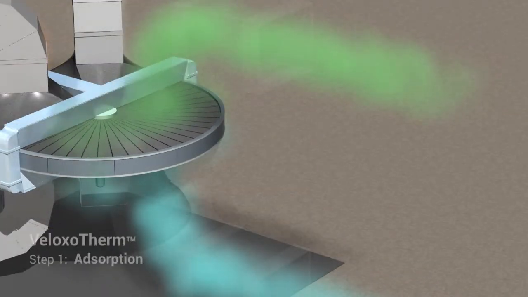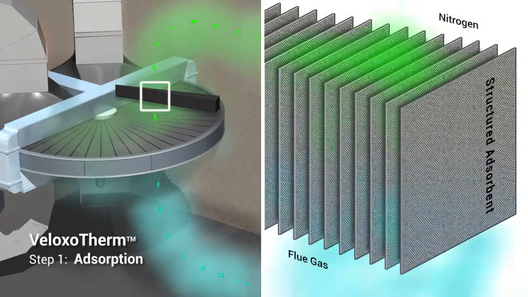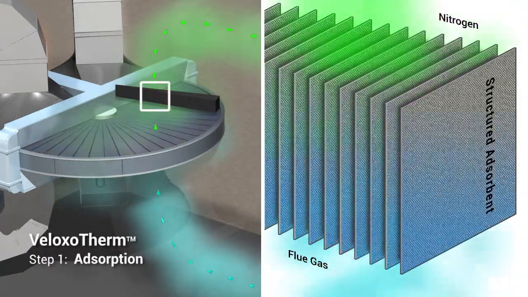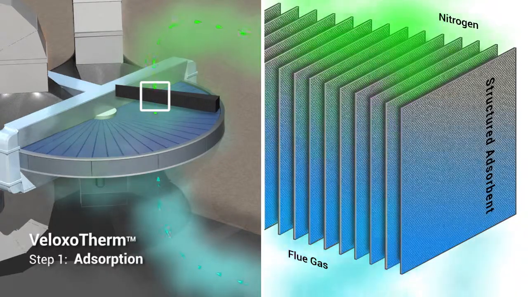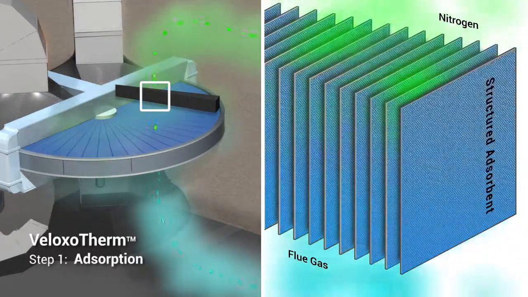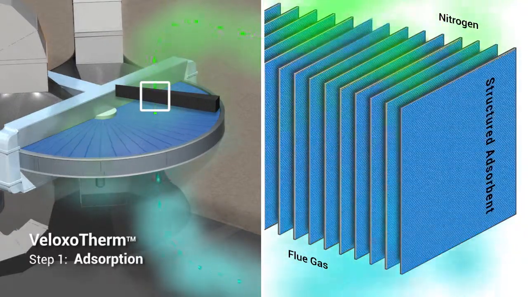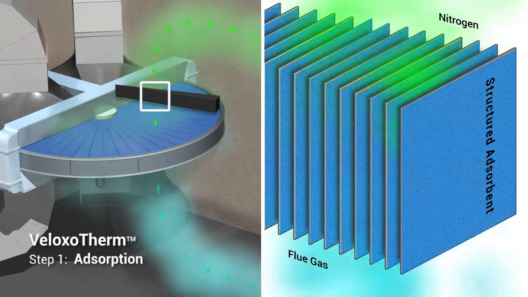The process begins with the adsorption step, where CO2 is removed from the flue gas stream. The flue gas enters the RAM and contacts the voloxotherm structured adsorbent. CO2 is adsorbed, while other gases pass through.